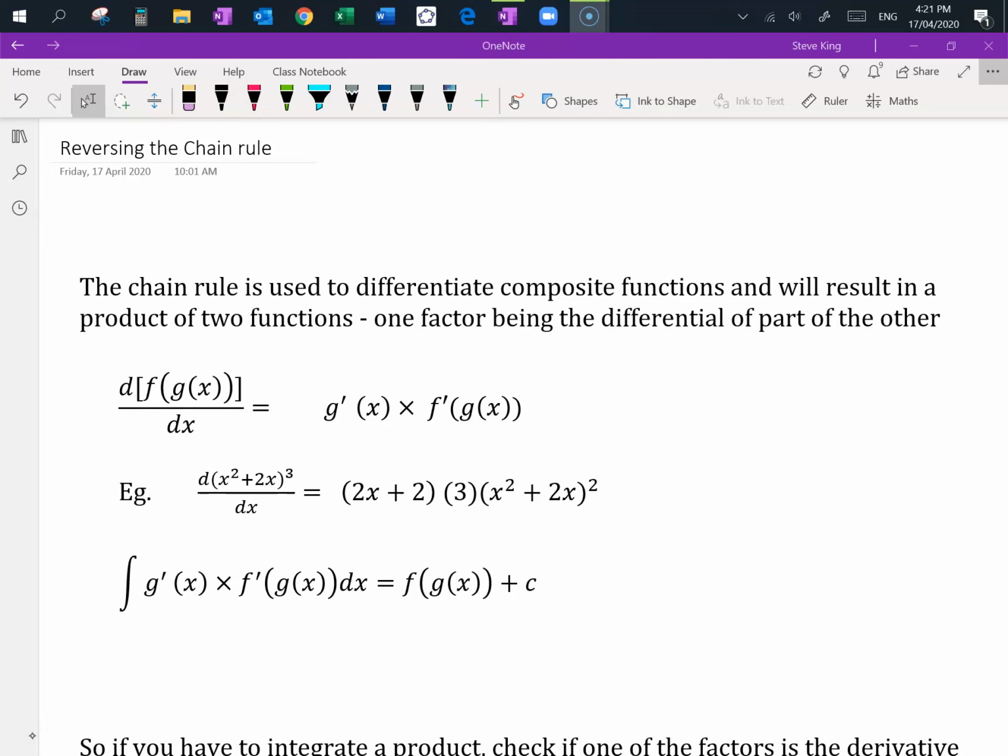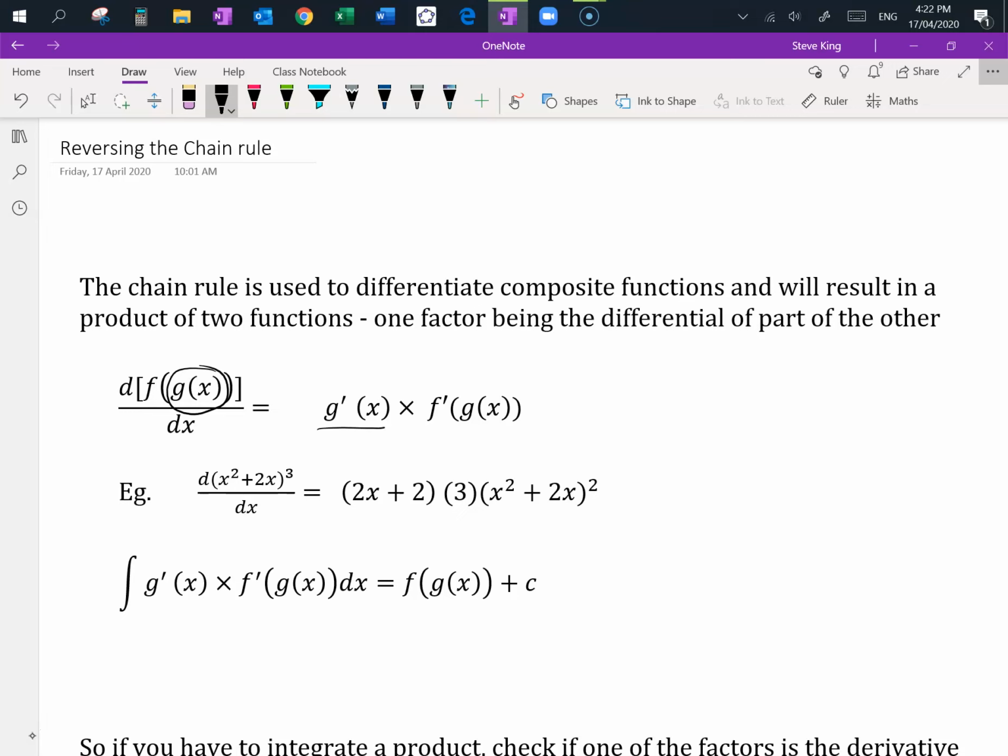So if I've got a function f of g of x, and I want to find the derivative of that with respect to x, then I take the derivative of the part inside there first of all. That's going to be g dash of x. And then I take the derivative of f and just leave the g of x as it was. And that is what we refer to as the chain rule.